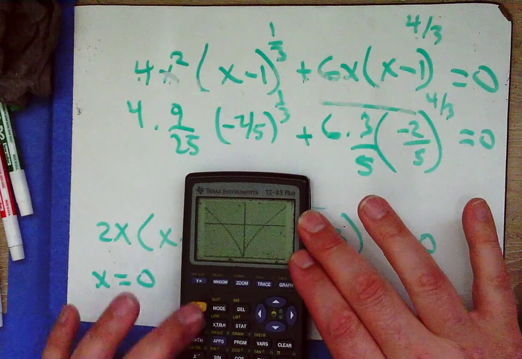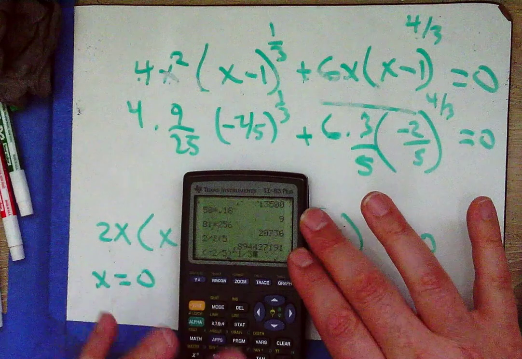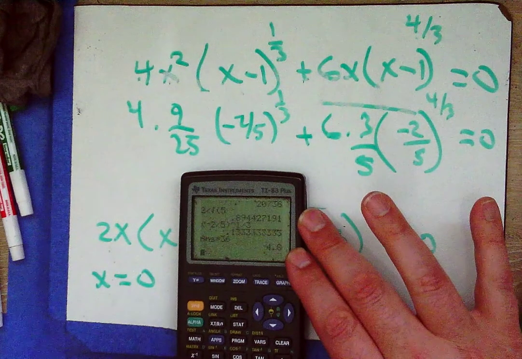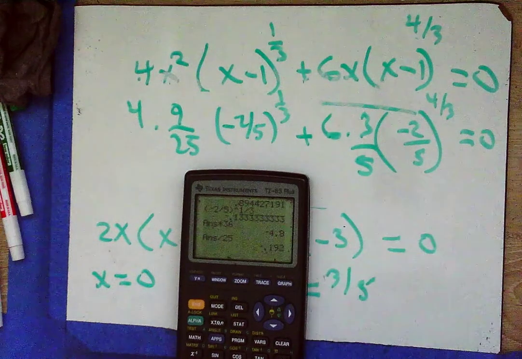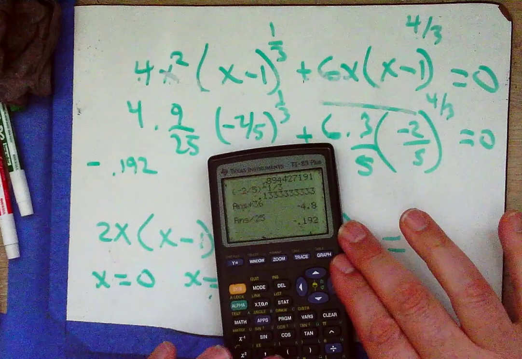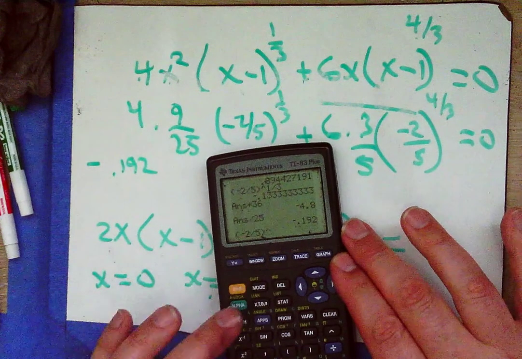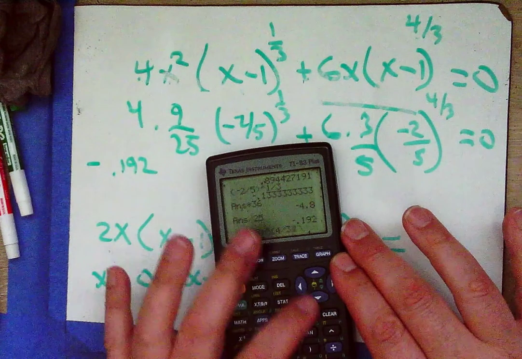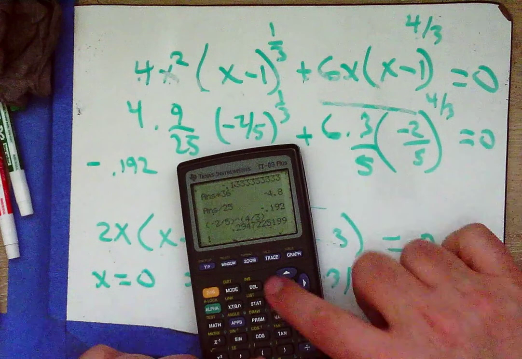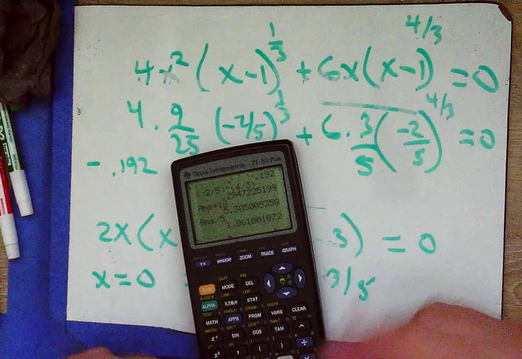So I've got -2/5 to the 1/3 power. And I want to multiply that by 36 and divide that by 25. And so I get -0.192 for the first term. But what about over here? When I have -2/5 raised to the 4/3 power, and I want to multiply that by 18 divided by 5. I get a different answer.